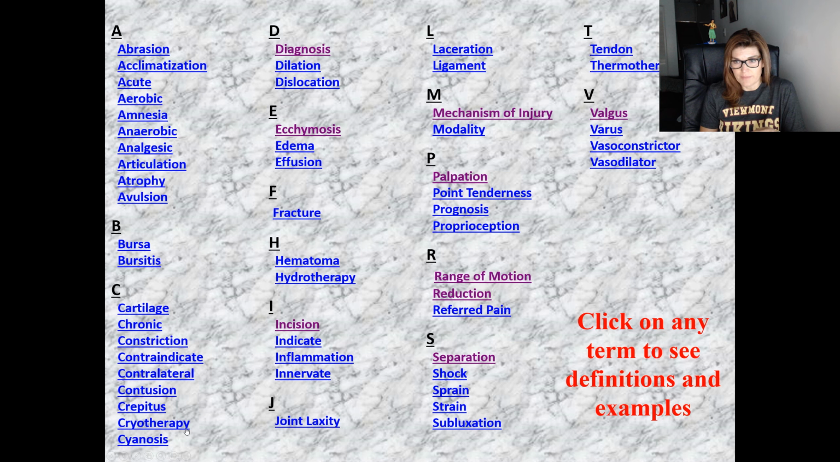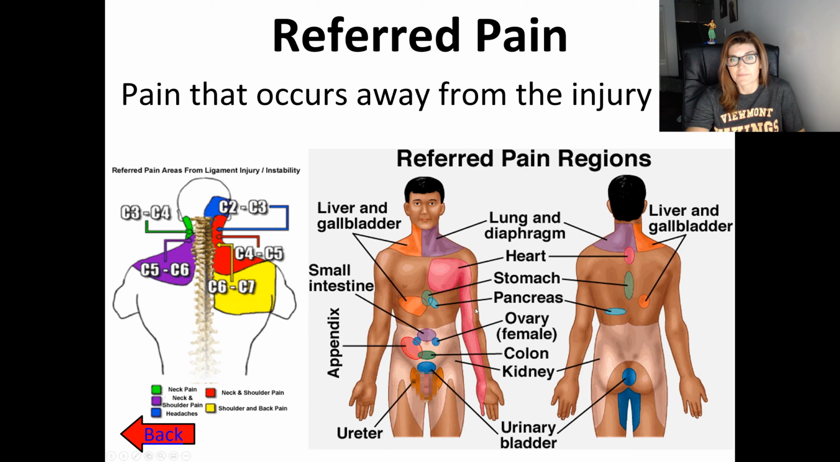Okay, there's no way there's an X. X, like woods cross. We don't need that. Okay, R. Oh, there's an R. So we have one R left. It's referred pain. So we're going to go there.